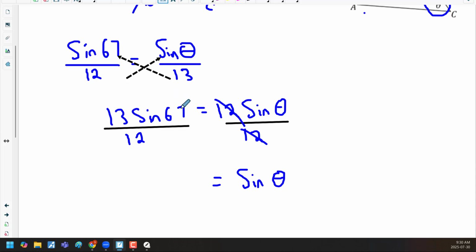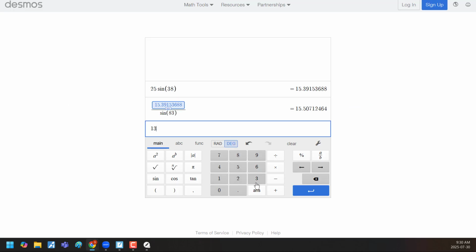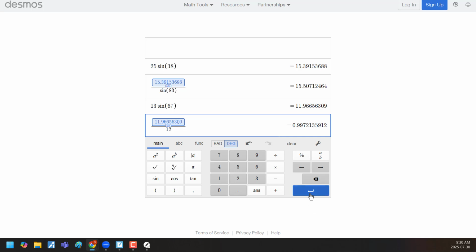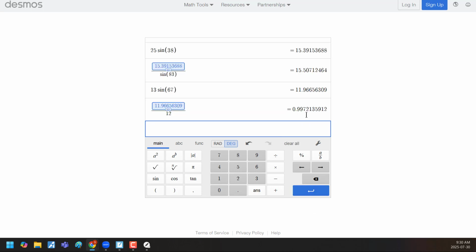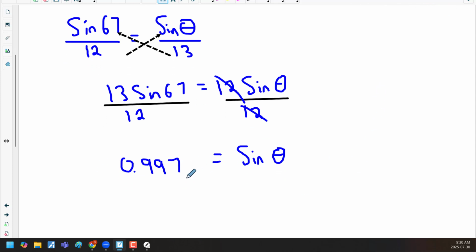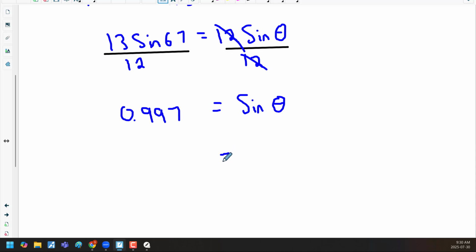Now, what is 13 times sine 67 divided by 12? So 13 times sine 67, which is this, and divided by 12, which is 0.997213592. Here, you should try to keep as many digits as you can. Let me see, 0.997. At the very least, 3. And we've done an example like this before, very, very beginning on day 1 or day 2, I forgot now. But this is very simple. If you forgot, that's okay.